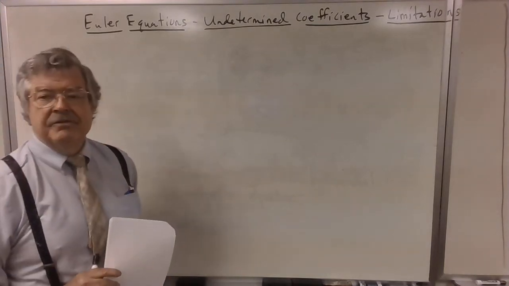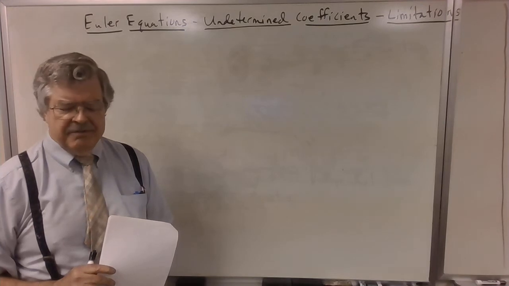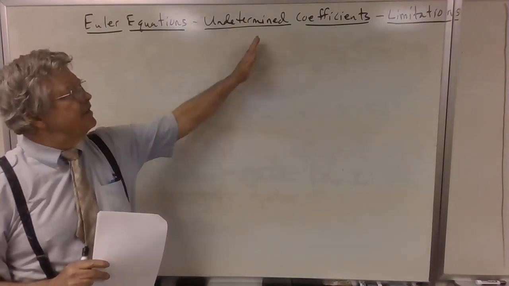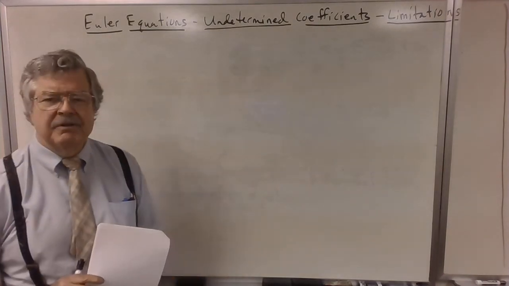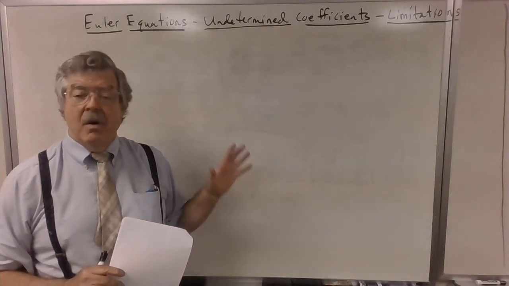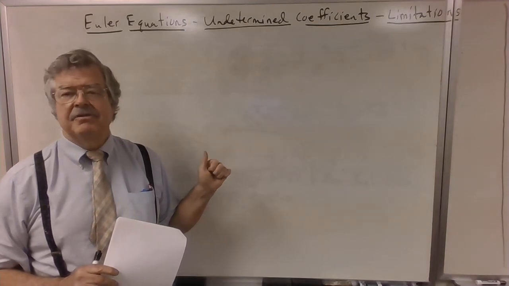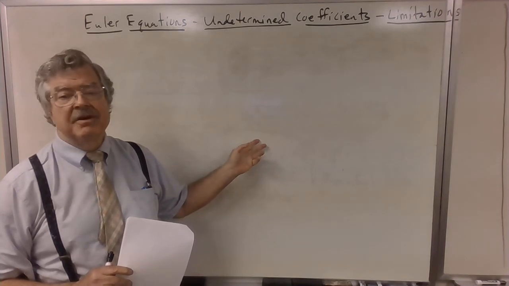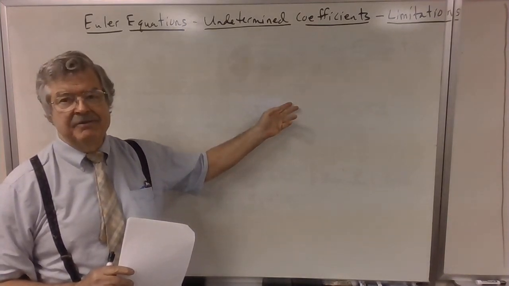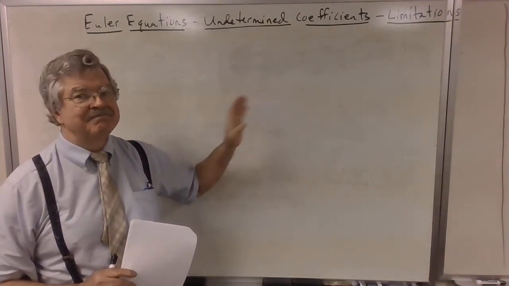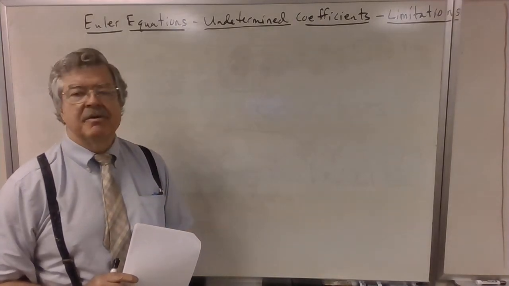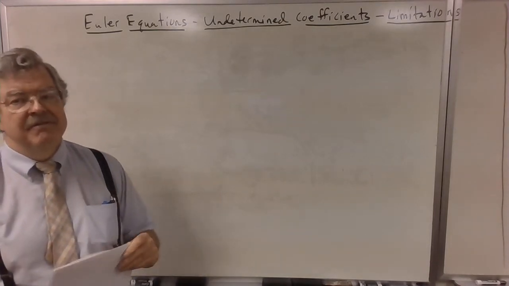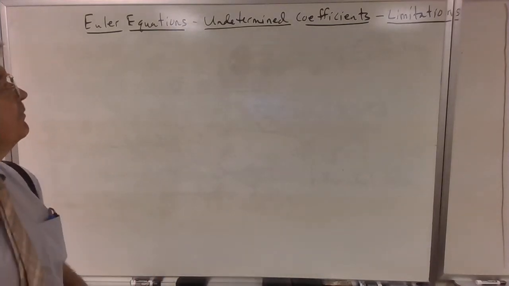Euler equations have stronger restrictions. It turns out method of undetermined coefficients on Euler equations only works if the right-hand side is a polynomial. So if we have sines, cosines, and exponentials on the right side of an Euler equation, undetermined coefficients won't work there. We have to use variation of parameters.